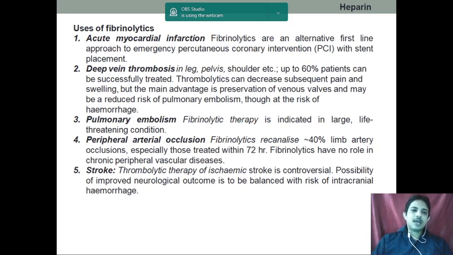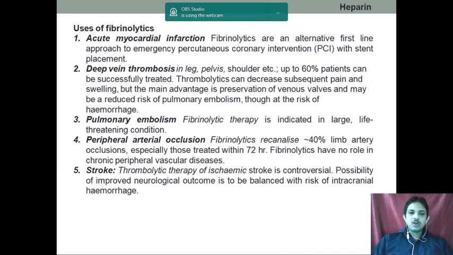Next is pulmonary embolism. Now, fibrinolytic therapy is indicated in large and life-threatening conditions. So, in large and life-threatening conditions due to pulmonary embolism, these drugs can be used. Next is peripheral arterial occlusion. Now, fibrinolytics recanalize 40% of limb artery occlusions, especially those treated within 74 hours. Fibrinolytics have no role in chronic peripheral vascular disease.